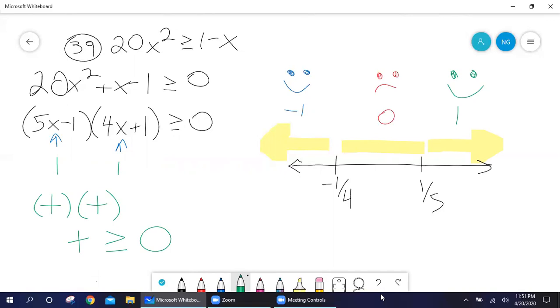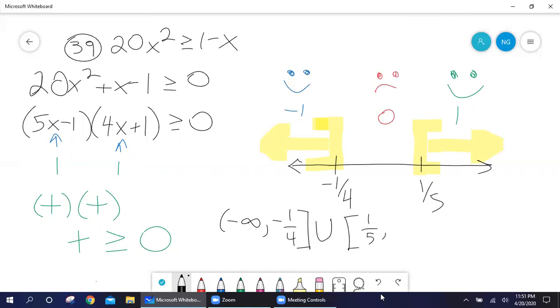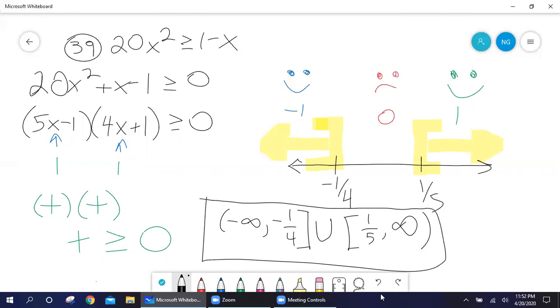So on this one, it's the outsides that work. So the middle didn't work, but the outsides did. And since we had the could be equal to, we're going to include brackets on those. And so in interval notation, this would be -infinity, -1/4, in union with 1/5 to infinity. And again, I bracketed the numbers because I was including those.